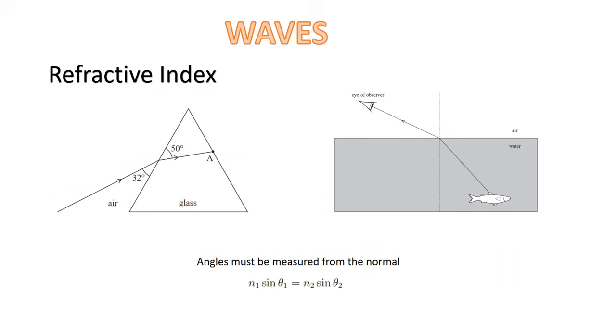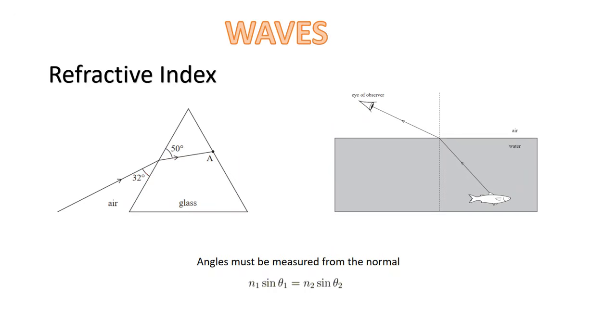Next, we move on to waves. One of the very common concepts would be calculating refractive index. Always remember, all angles must always be measured from the normal. So you see two values here, 32 and 50. You cannot do any calculations with any of these two values.